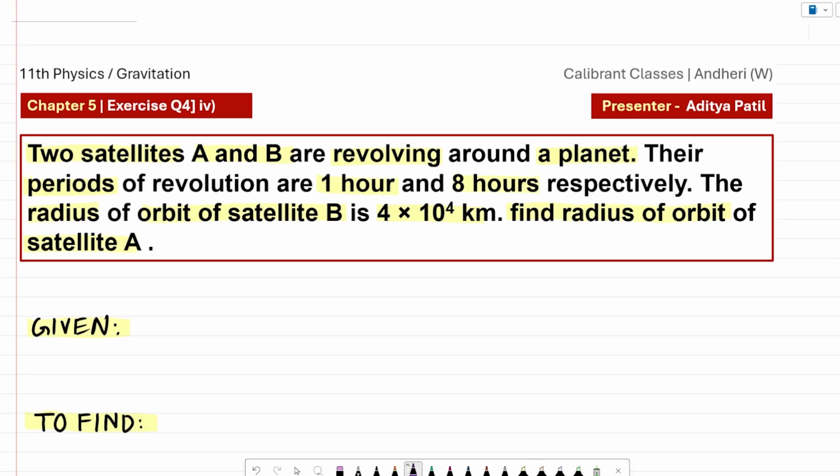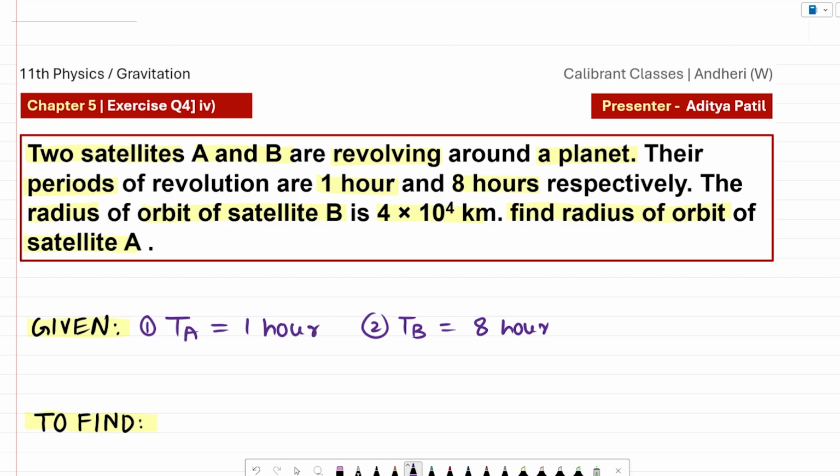So we have two satellites named A and B, which are revolving around the same planet. The time period for satellite A is given to us. We represent it using the symbol capital T of A, and this time period is 1 hour. And the time period required by satellite B to complete one revolution is given as 8 hours.